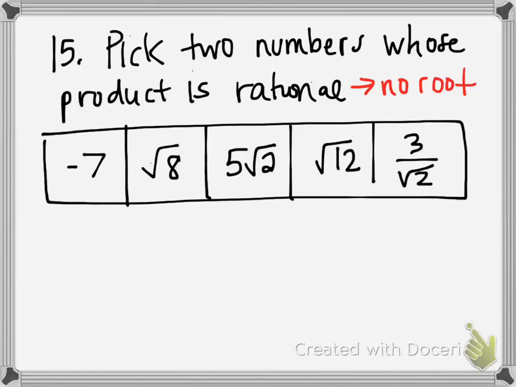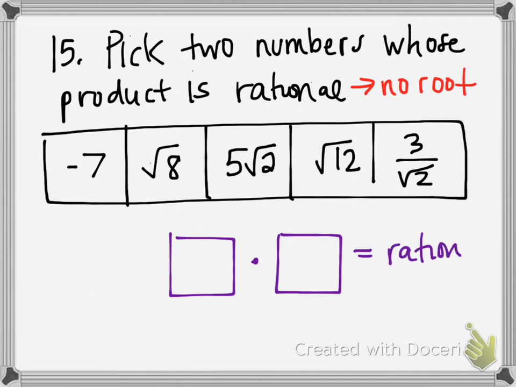For number 15, we want to choose two numbers that when we multiply them together, product means multiply, the answer is rational, meaning you don't want a root. So I'm just going to open up a box here to represent the first number, multiplication symbol, and our second number that we choose. And our answer needs to be rational, meaning we don't want a root.